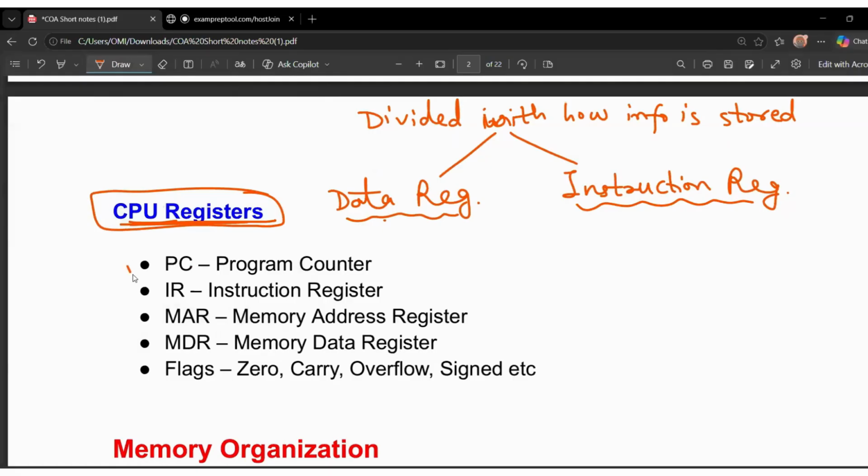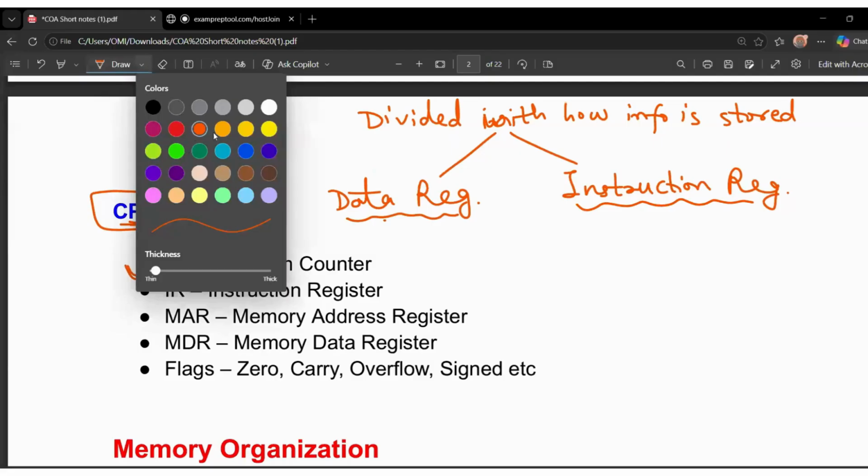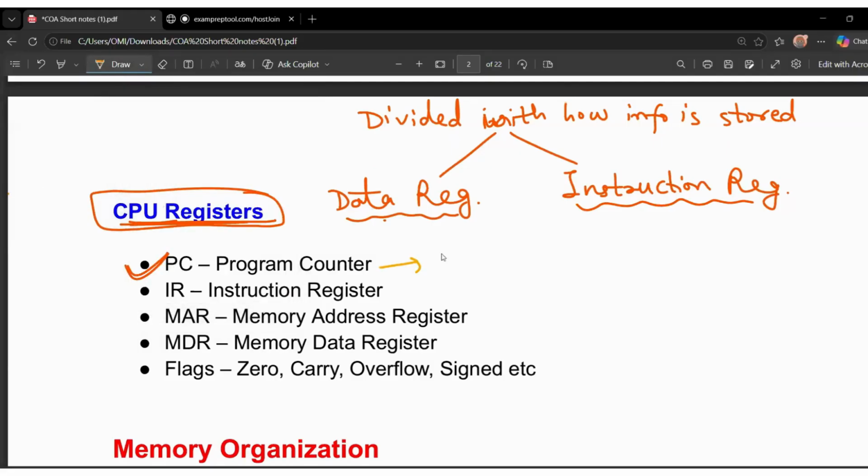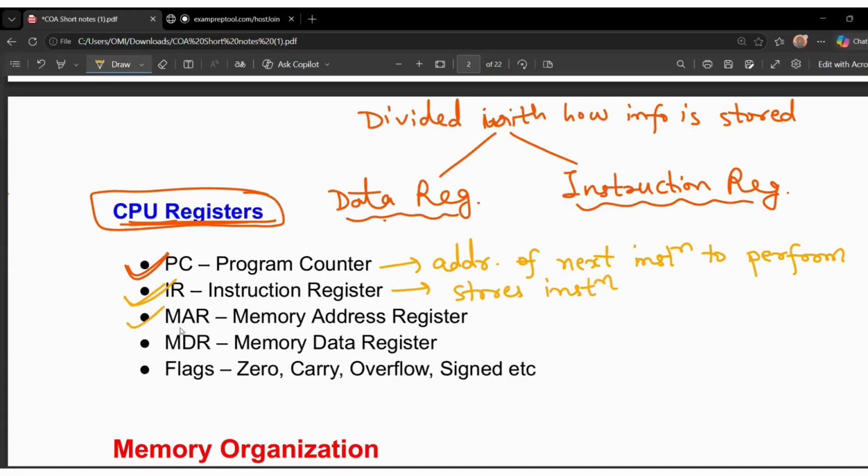Now we have seen many types. Like we have seen PC, program counter. It stores the address of the next instruction to be performed, right? Then we have seen the instruction register. It stores the instruction. Then we have seen the memory address register. What does it store? It stores the address.